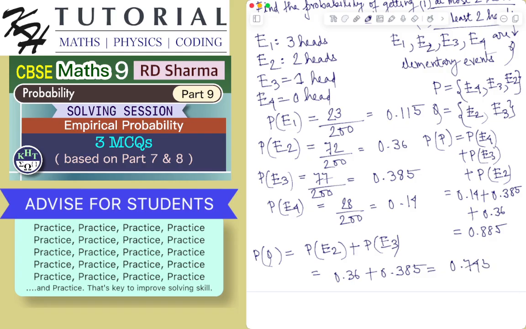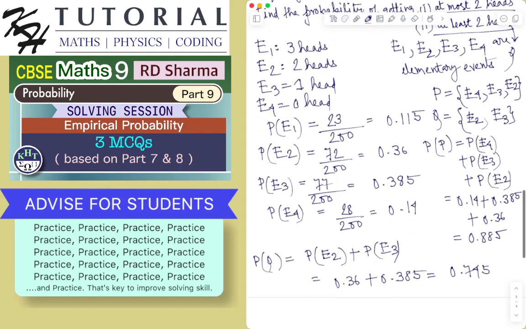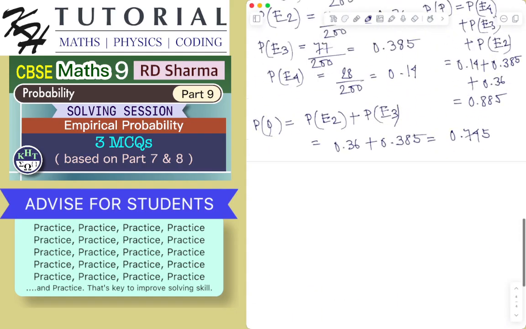0.745. When you do this kind of problem, always be careful that none of your probability values are greater than 1. Any probability value should always be greater than or equal to 0 and less than or equal to 1. Okay, so there are no problems.